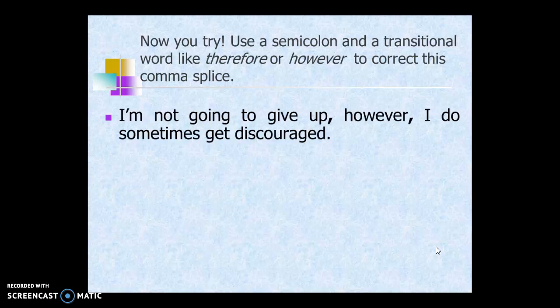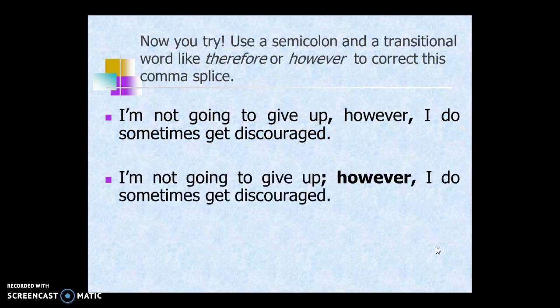I'm not going to give up. However, I sometimes get discouraged. Is it right? Let's check the other one. I'm not going to give up. Semicolon. However, comma, I do sometimes get discouraged. This one is correct. If we just place a comma here, we have a comma splice because we haven't punctuated correctly the two sentences that are joined together.